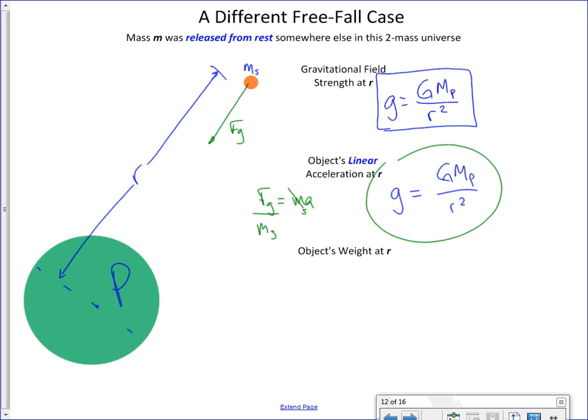Now, the object's weight, well, that's just gravitational force, right? So we can write that in a couple of ways. One is m satellite g, or G m planet m satellite over r squared. Gravitational force is weight. Its weight changes depending on how far away the two objects are.